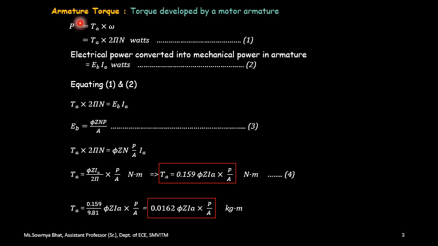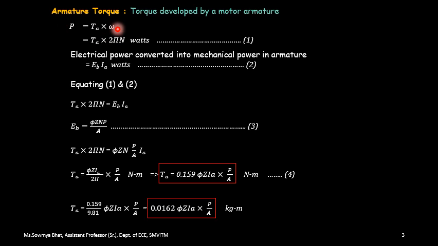The torque can be of two types: armature torque and shaft torque. First let me explain what is meant by an armature torque. Armature torque is nothing but the torque developed in the armature of a DC motor. Whatever torque is developed in the DC motor armature, we call it an armature torque.